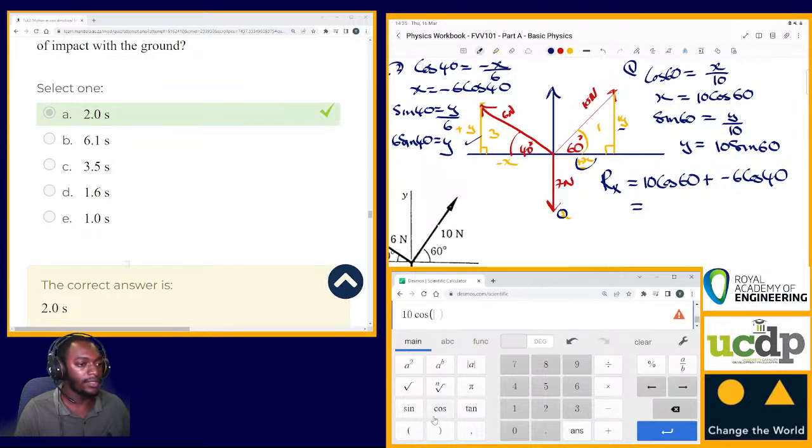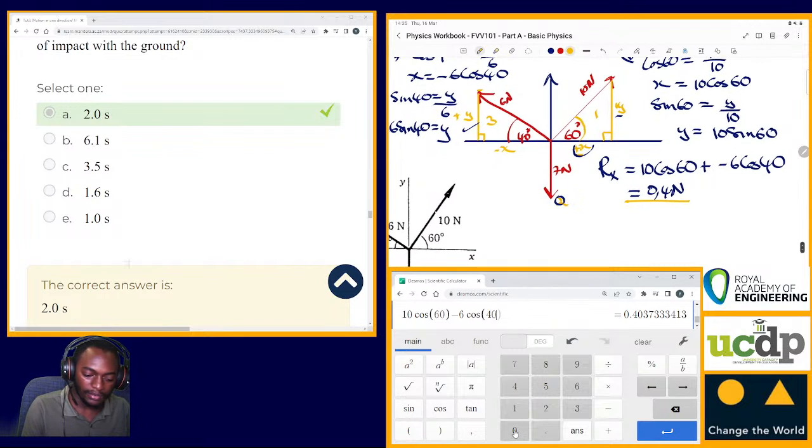Then cos 16 minus 6 cos 40. We get 0.4. That is our r in the x. Then we do the sum for the y, our r in the y.